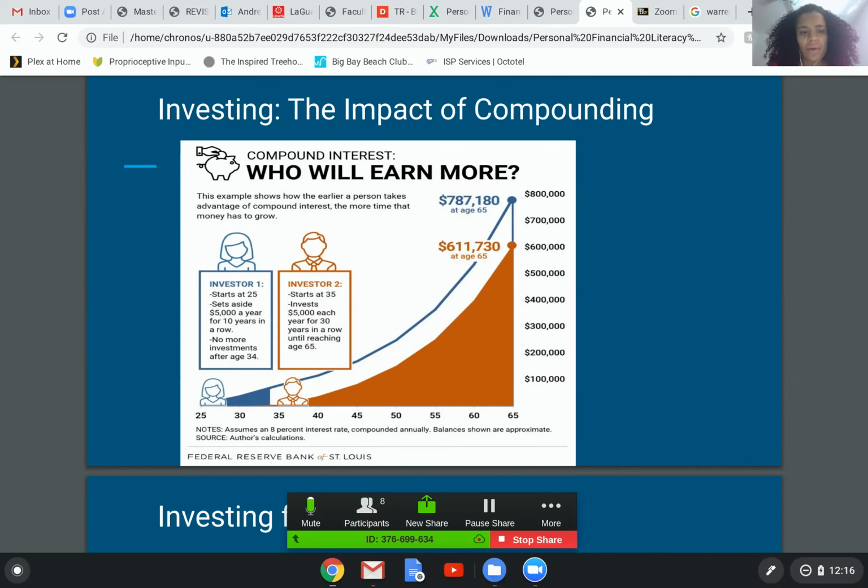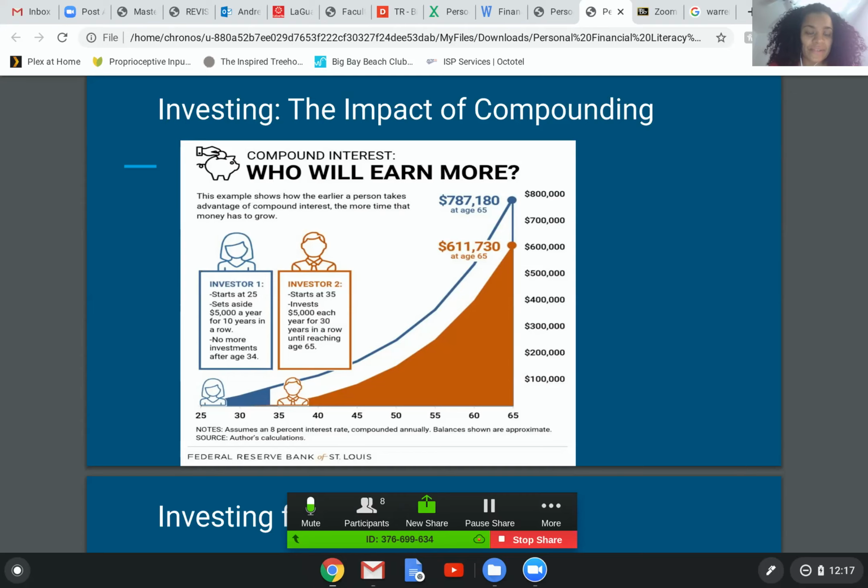And so here's an example of investor number one, who starts at 25 years old and sets aside $5,000 a year, which sounds like a lot of money, but remember, you want to divide it. If you say 5,000 for the year, what is that per month? It's about $400. Does that make sense? Can I save $100 a week for retirement? And then this investor stops investing. This is what's crazy.